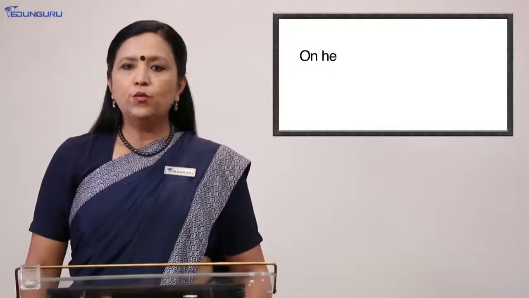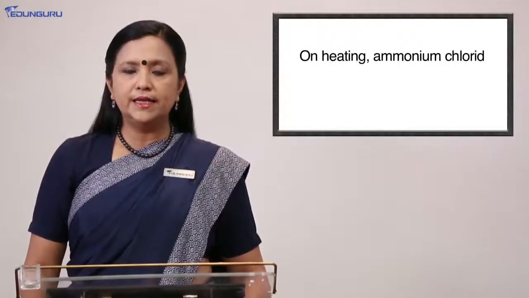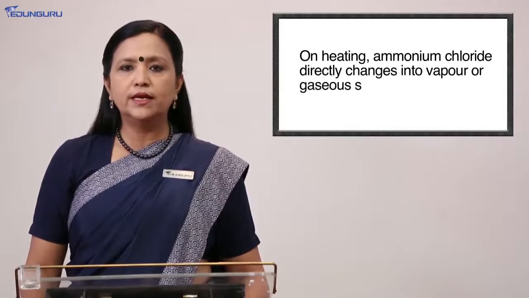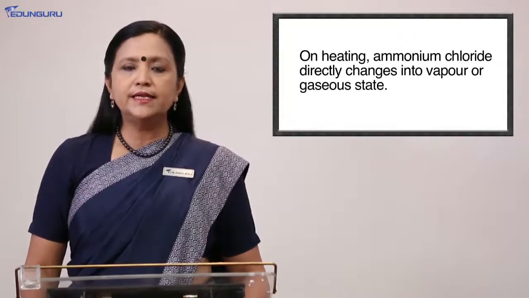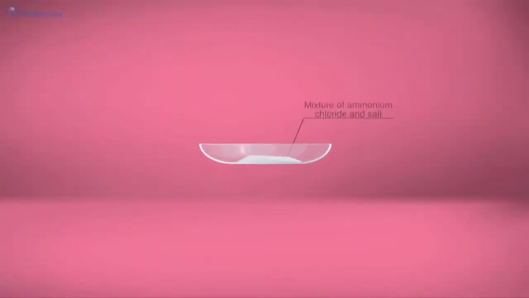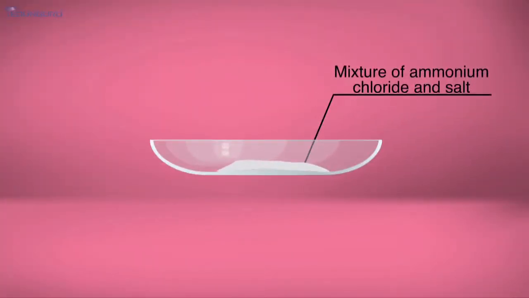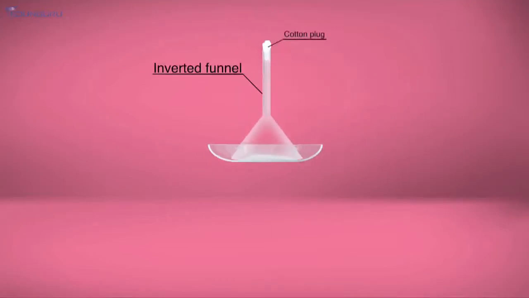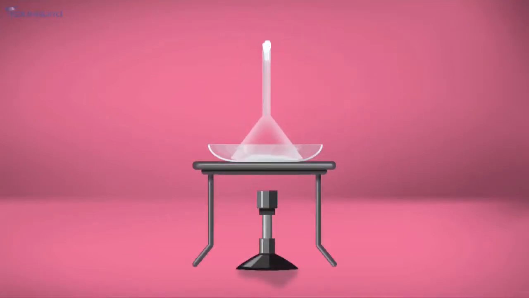So, ammonium chloride has a special quality. When ammonium chloride is heated, it directly changes into the vapor or the gaseous state. Let us take an activity to show this. We will take ammonium chloride and salt mixture in the china dish and cover it with an inverted funnel, place it on a tripod and start heating it as shown in the figure.